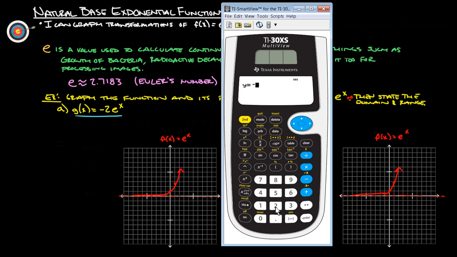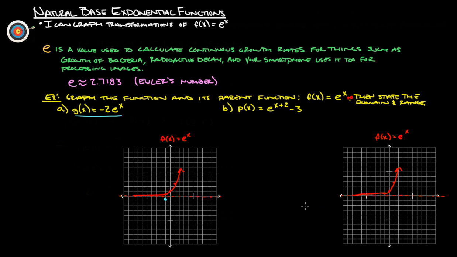So let's do this. -2, second ln is the e to the x, e to the, and we've got to actually put the x in there. And then we push enter and start at -1. That will actually be good for us because that's where we started the other ones. Push OK. -1 is at -0.7.